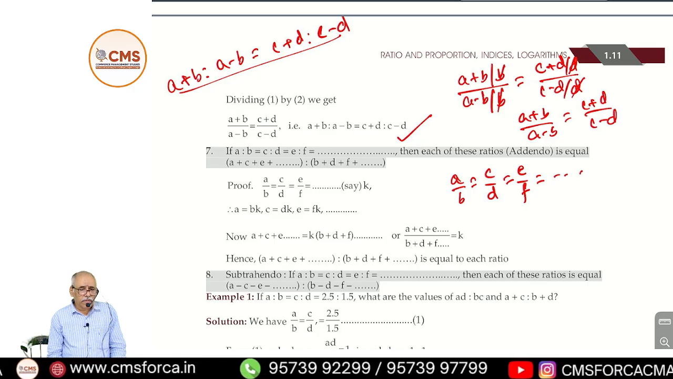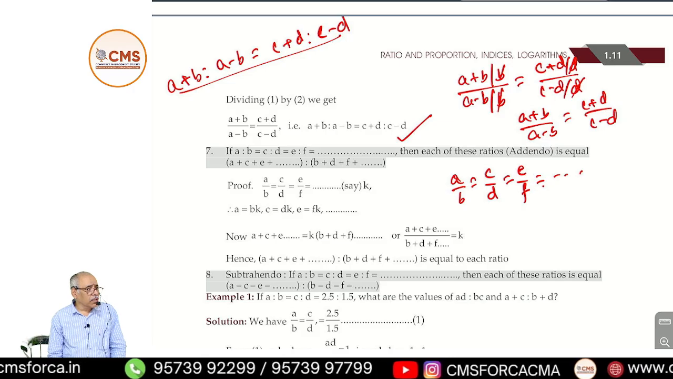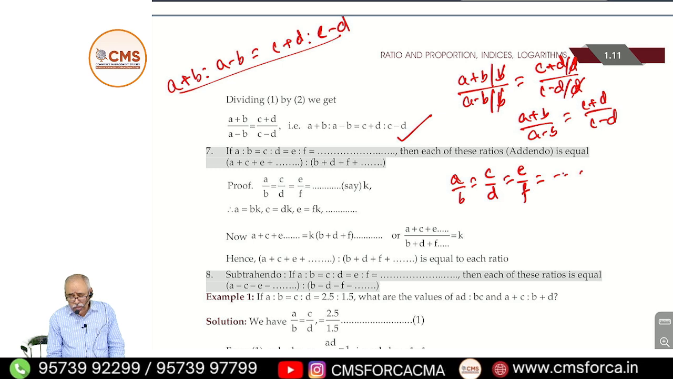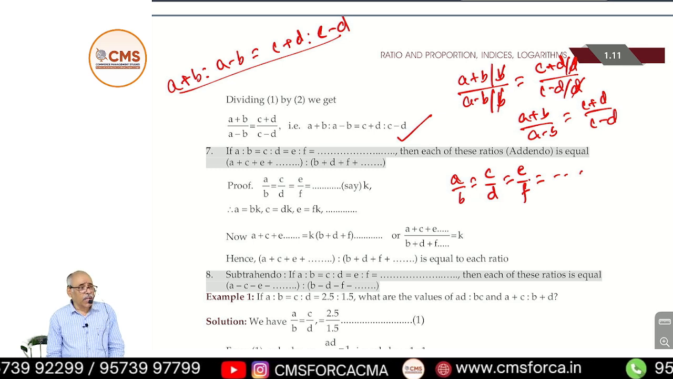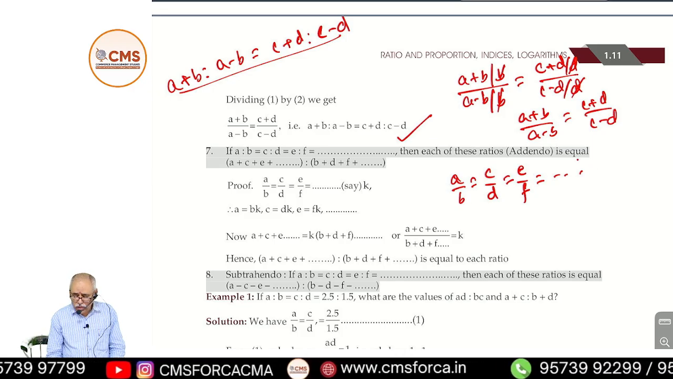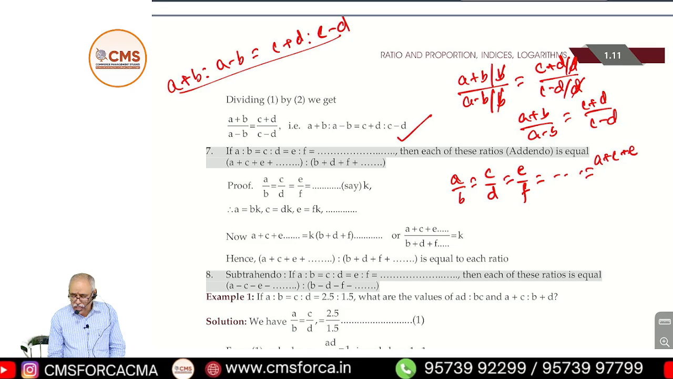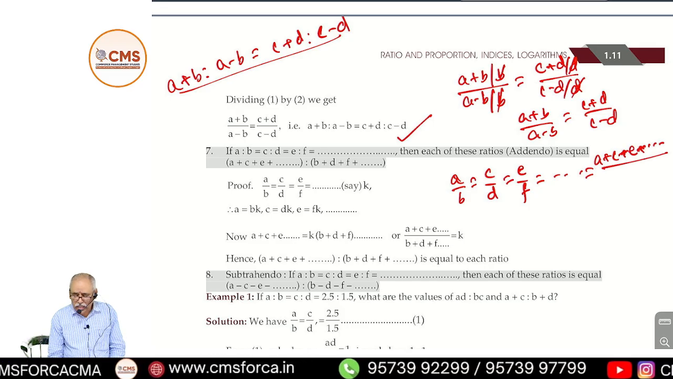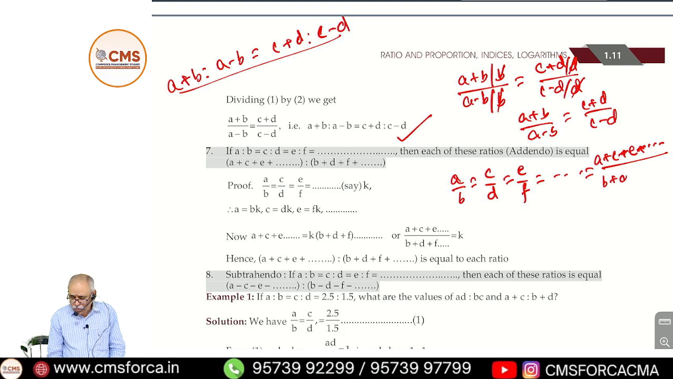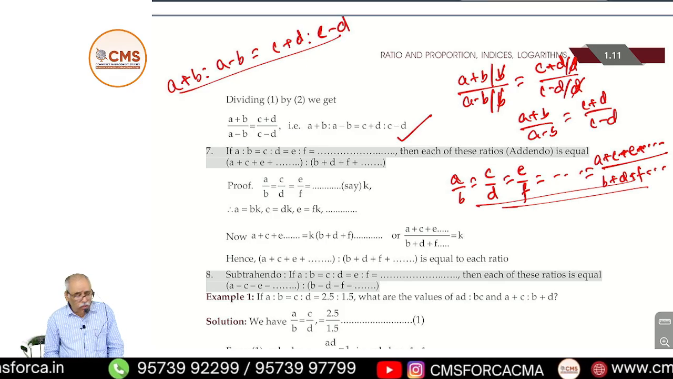Some ratios are equal. If you add all numerators and add all denominators, the new ratio is also equal to the given ratio. That means here a by b equal to c by d equal to e by f and so on, which is equal to a plus c plus e plus, all those numerators, by the sum of all denominators, b plus d plus f plus and so on. All these ratios are equal.